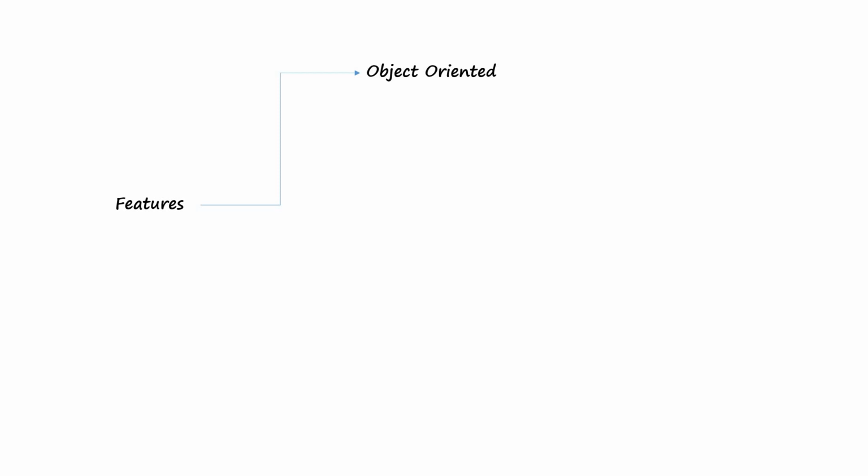What is this object oriented? Object oriented means whatever code you want to write in Java, you have to write using a class. You cannot write a single line of code outside the class.